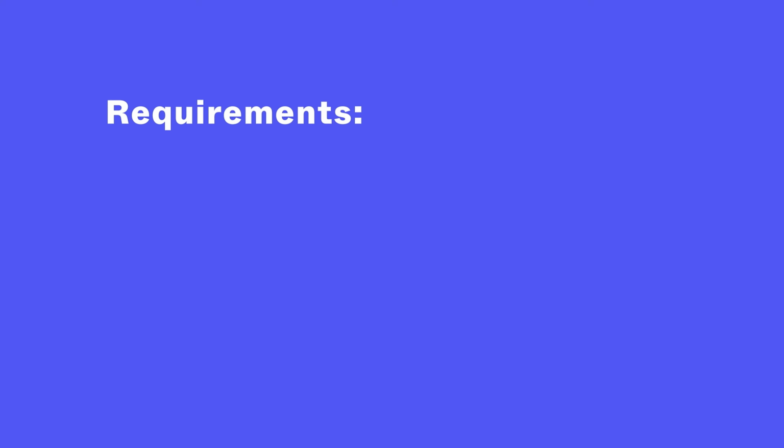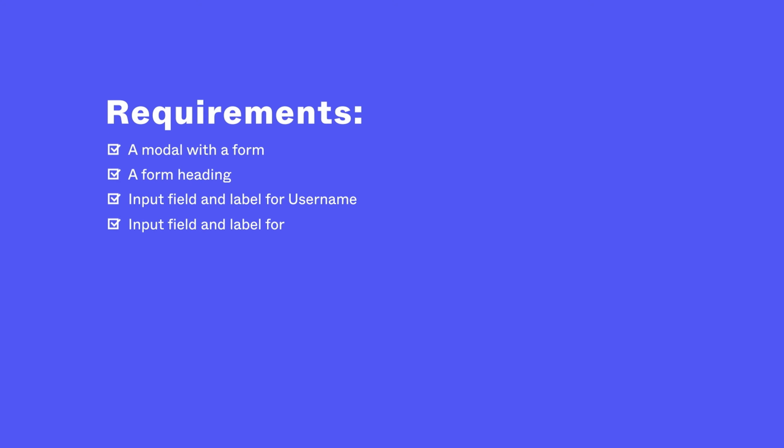To do this, we'll need a window with a form for the user to fill out. We should also give our plugin a name. We can do this by adding a heading to the form. Then, we'll need input fields and labels for username and name, as well as a text area and label for the description of the post.